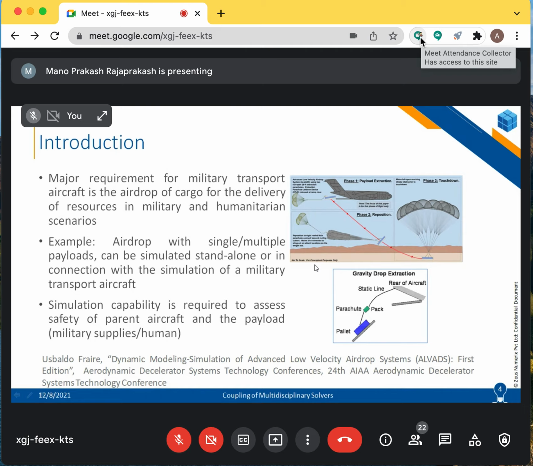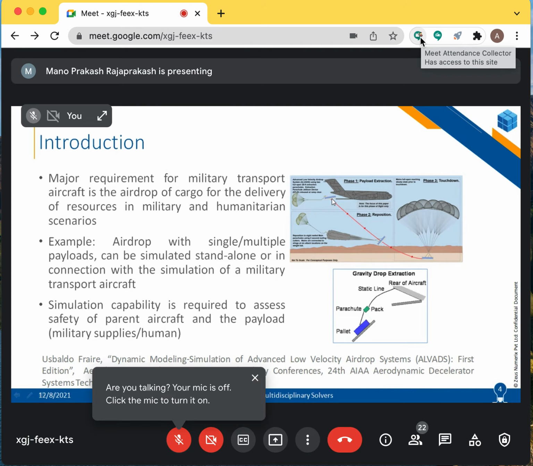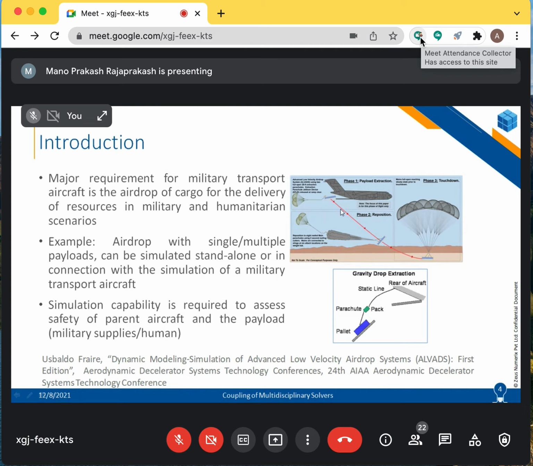So here in this representation, you see the payload to be just a rectangular block. But this block can be anything. It can be a military truck, it can be a paratrooper jumping, or it can be n number of paratroopers jumping from the rear of the aircraft, as how the military exercises are generally conducted.